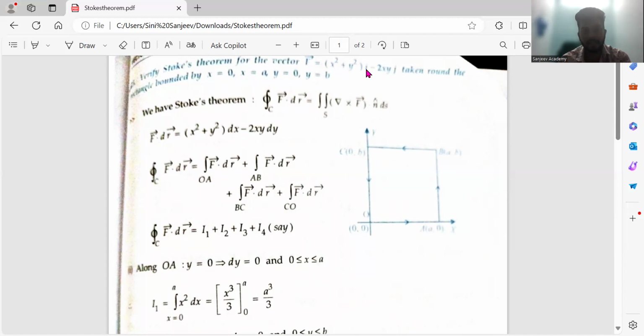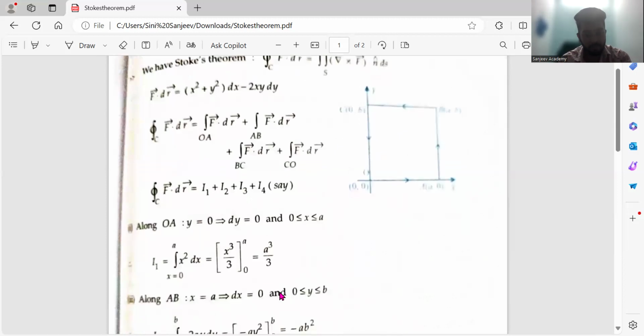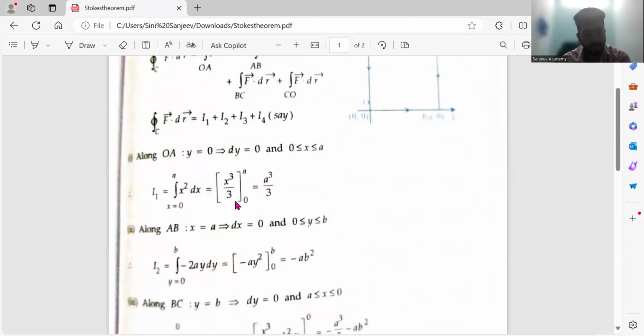Wherever i is there, it stands for dx, j stands for dy, k stands for dz. So I just put it. x square integrates to x cube by 3, with limits 0 to a, so a cube by 3. That's all. Simple thing. Upper limit minus lower limit.